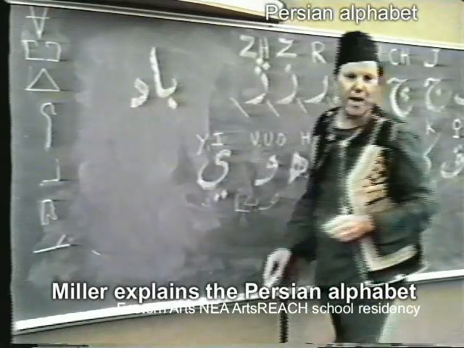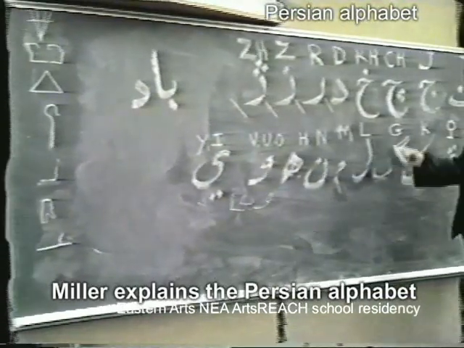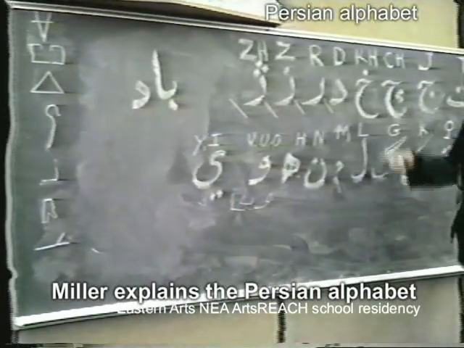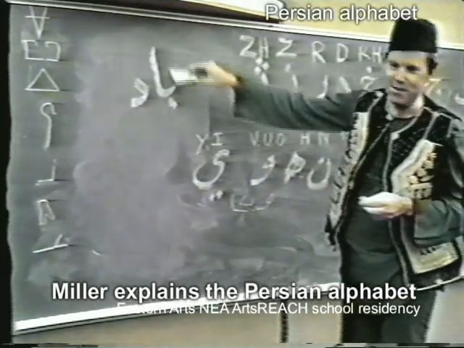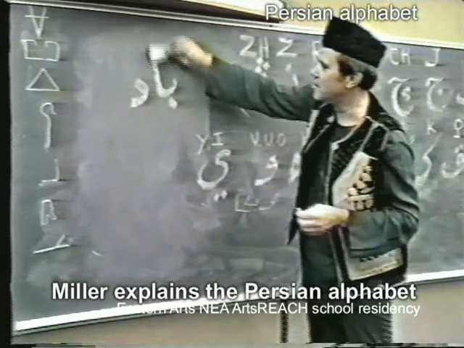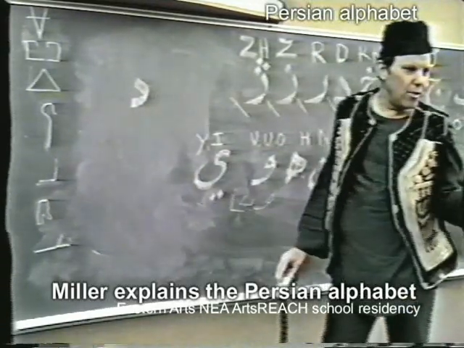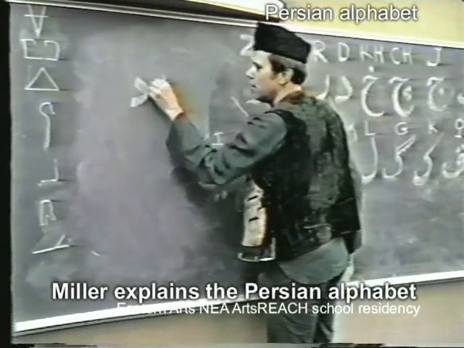Let's see if we can pronounce that. No cheating now. She knows. Bud. What? Bod. This is the ah sound. Always the ah sound. Bod. Now if we wanted to write bad, they don't use the ah, and they just put the B right with the D.